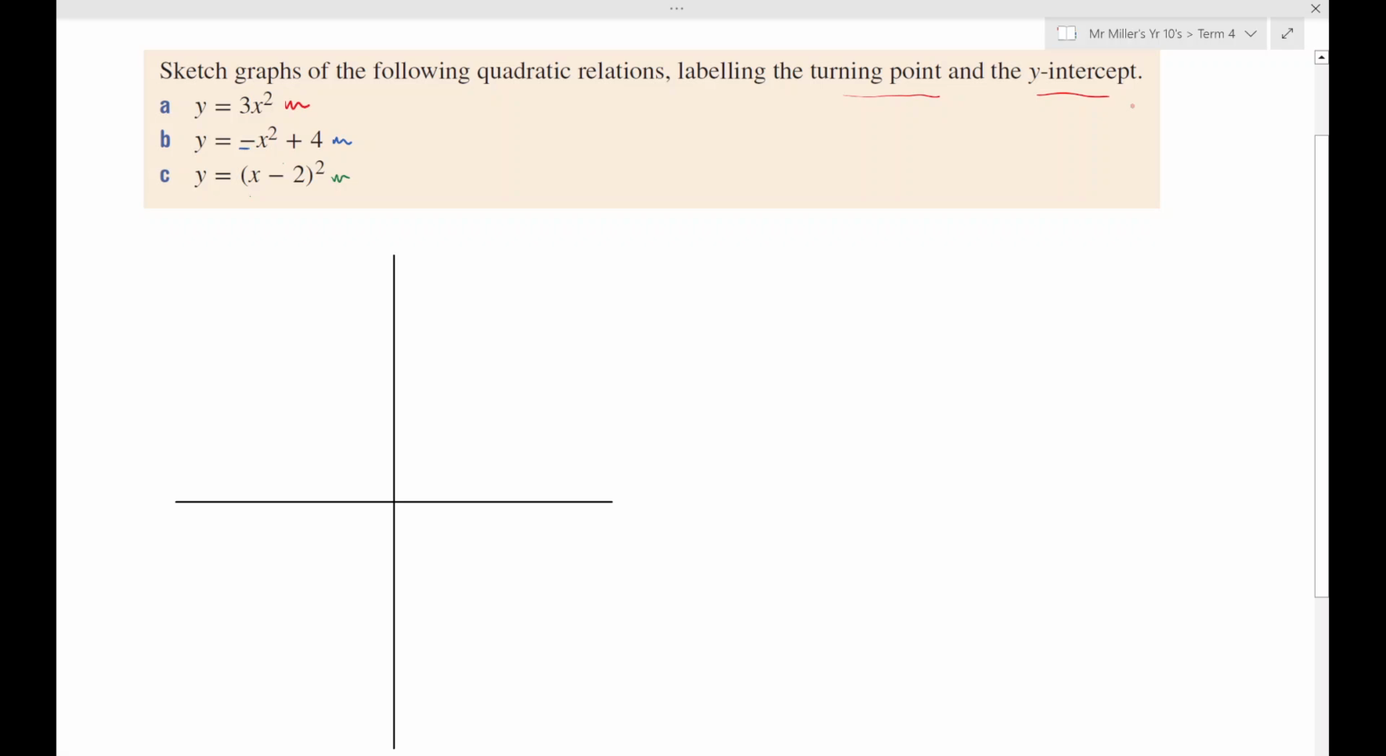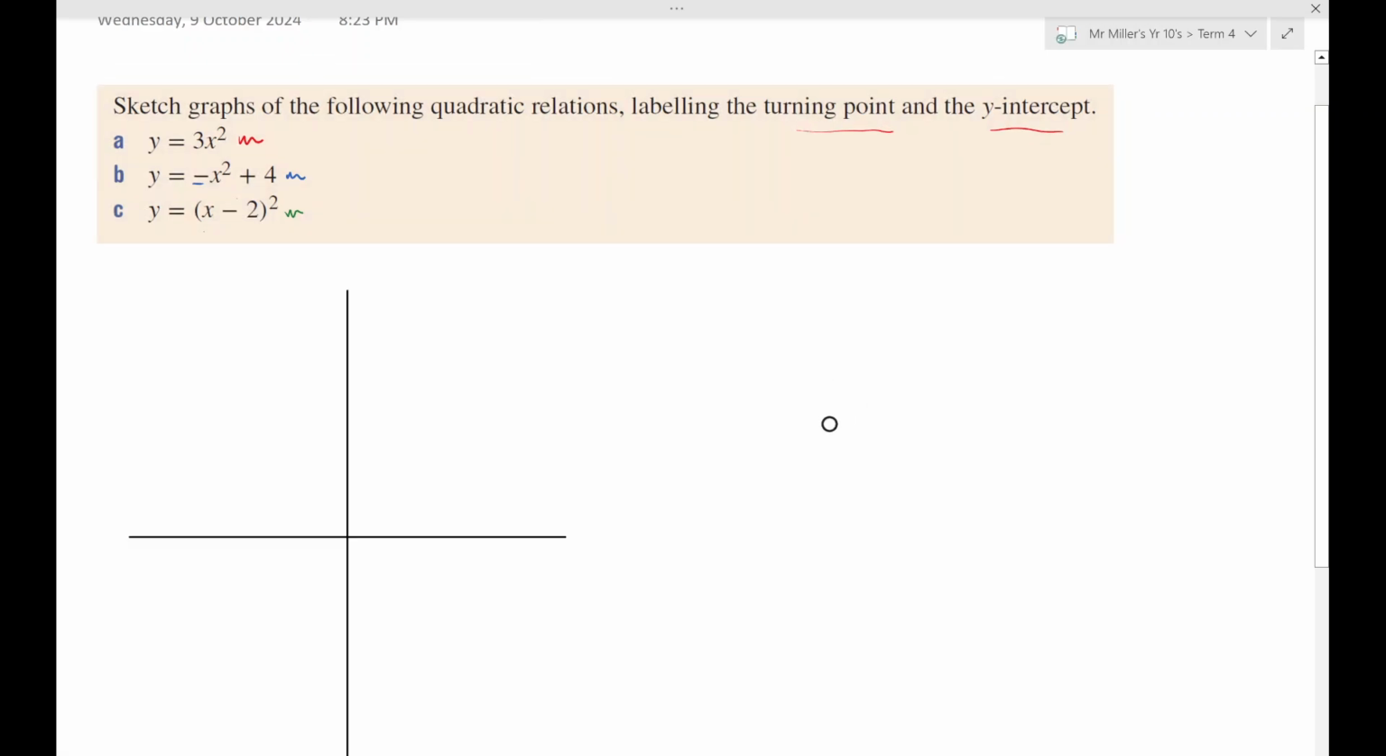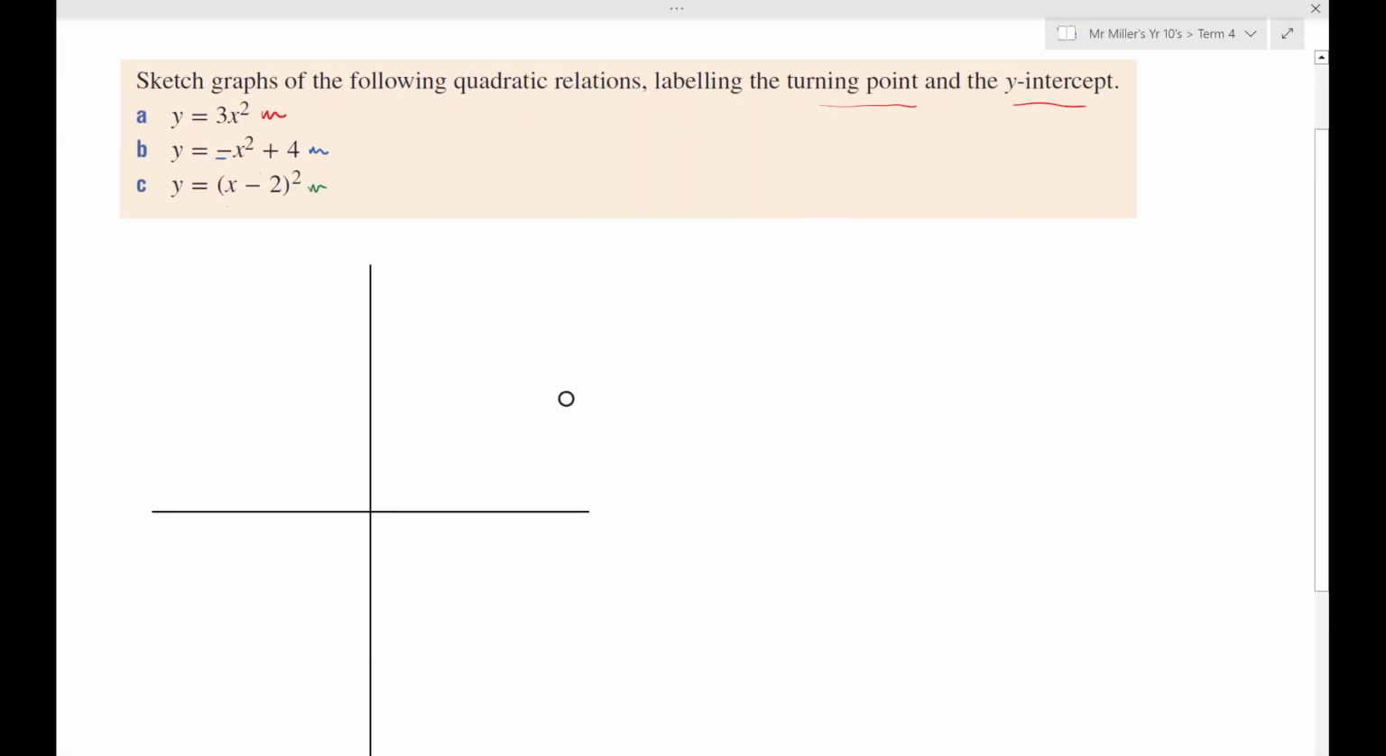Okay, so let's start with a. y is equal to 3x squared. Since we need to find the y-intercept, the first thing I'm going to do is find the value of the y-intercept. That occurs when x is equal to 0. So y is equal to 3 times 0 squared, which is just going to be 0. We'll see that the turning point occurs at the origin, (0, 0).